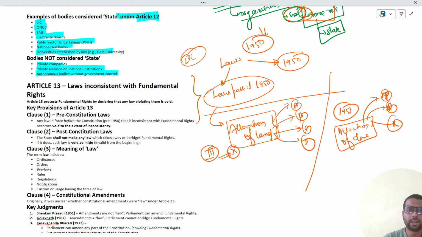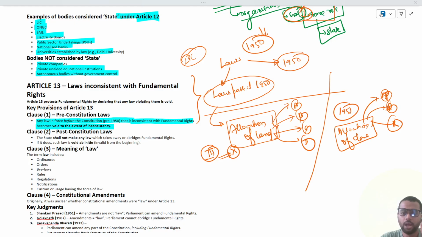Now, according to Article 13, Clause 1, any law enforced before the constitution that is inconsistent with the fundamental rights becomes void to the extent of inconsistency. It basically means two things. The first thing is that if a law that is existing before 1950 is violating the fundamental rights, let's say suppose out of the 10 points of the law, 2 points are violative of the fundamental rights, then these 2 points shall be null and void. Not the entire law, only to the extent it is inconsistent with Part Third of the Indian Constitution shall be termed as null and void.